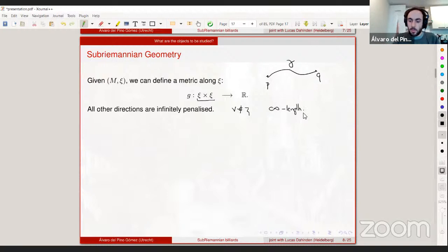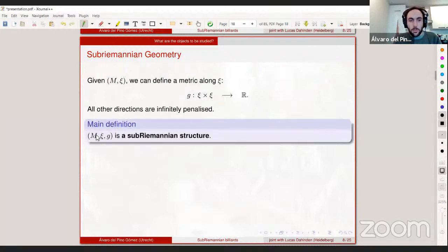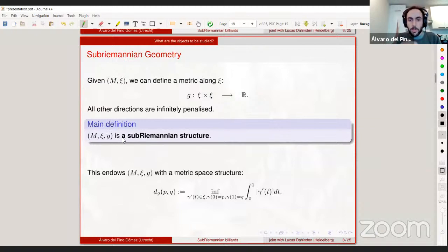So they are penalized. Such a triple M, psi, with the metric along psi, we call a sub-Riemannian structure. And what you can observe is that much like in Riemannian geometry, where your Riemannian manifold is a metric space, the same is true here, and the picture is exactly what I do. So you have P and Q, right?